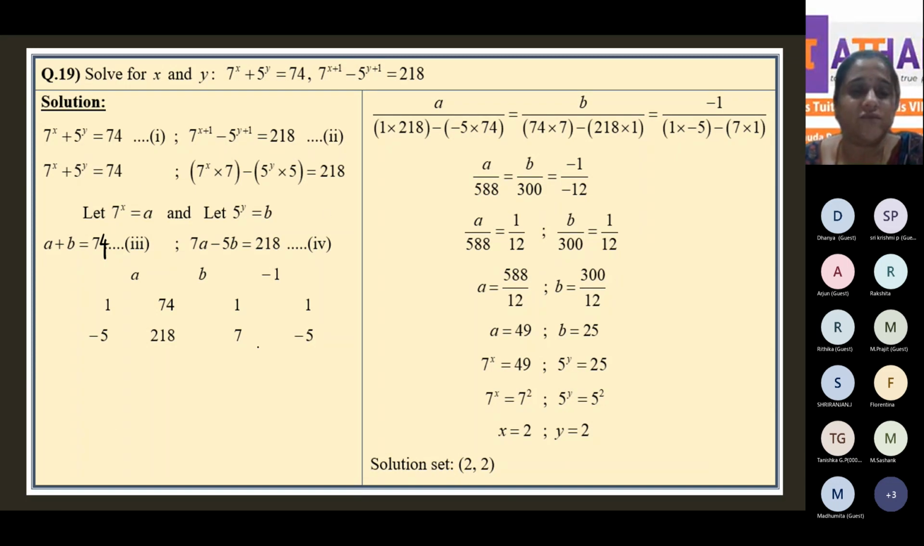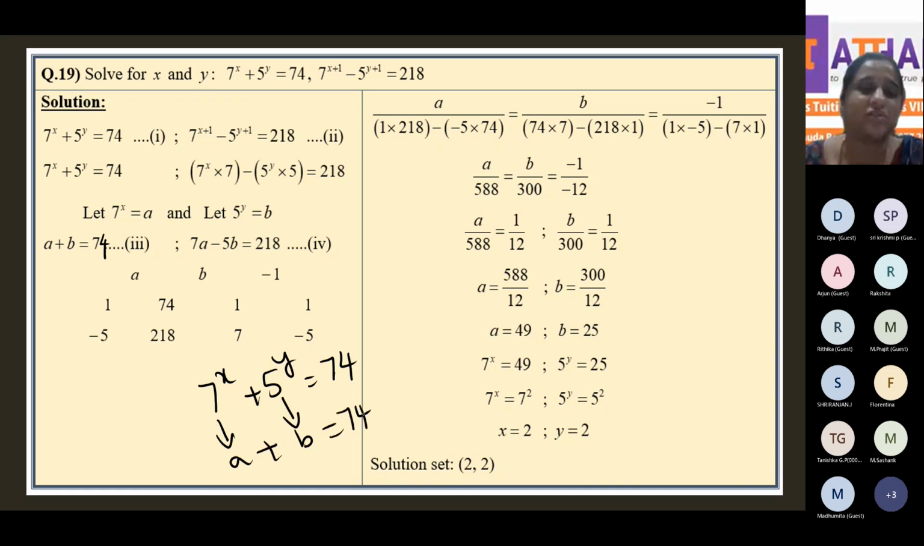So in the first equation, children, we have 7 to the power x plus 5 to the power y is equal to 74. So we're going to call 7 to the power x as a and 5 to the power y as b. So we have the equation a plus b is equal to 74. That's the first equation.